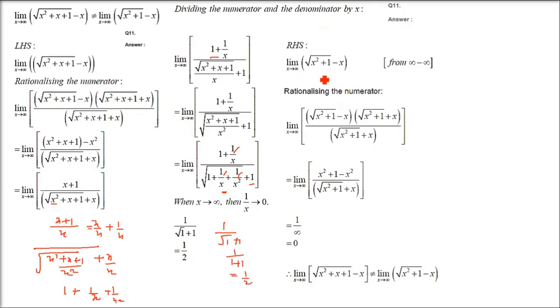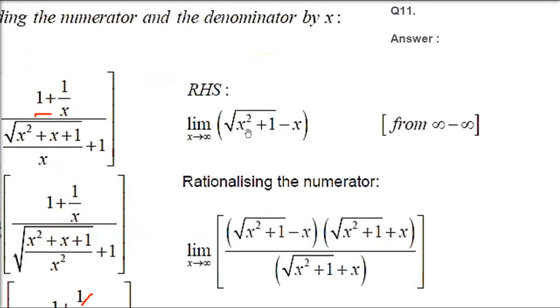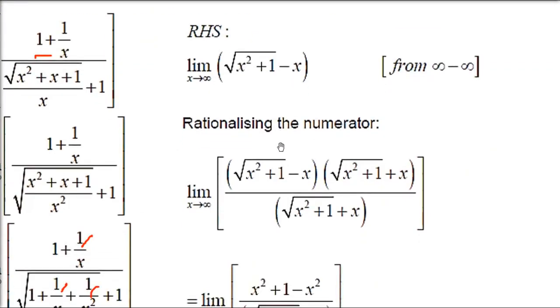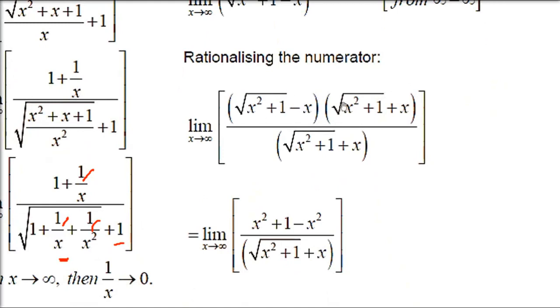1 by 2. Coming to right hand side, now 1 by 2 should come in the right hand side. If it doesn't come, that simply means that LHS is not equal to RHS. So if you put x as infinity, it will be infinity minus infinity. So you have to multiply it by the RF. Because it is minus, we'll multiply it with plus.